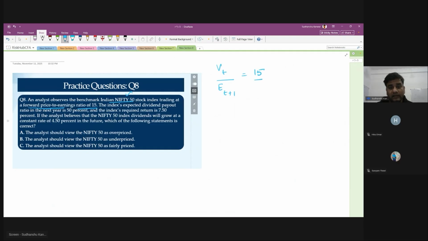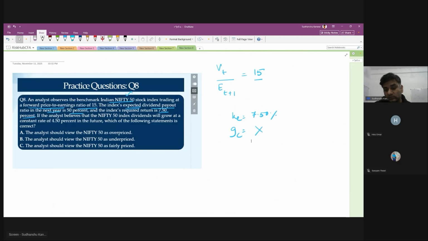Okay. The index expected dividend, expected means next one. Expected dividend payout ratio in the next year is 50%. Index required return is 7.50%. So basically your Ke is equal to 7.50%. Your g is very high, right? Next year your dividend again, and this is also tricky. This is dividend payout. This is not g to be fair. It is dividend payout ratio.